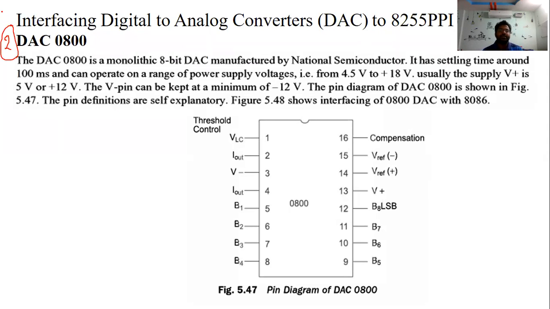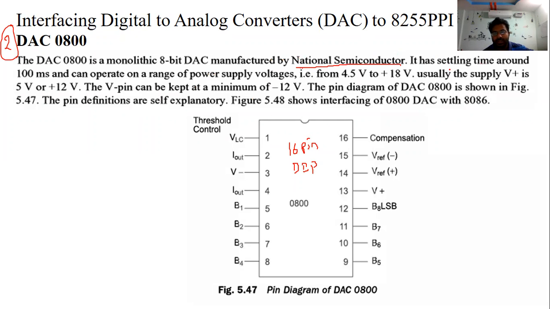The second category of converter we are considering is the interface digital to analog converter. One of the second category is DAC 0800. This is a 16-pin DAC, dual in-line package. It is manufactured by National Semiconductors Company.